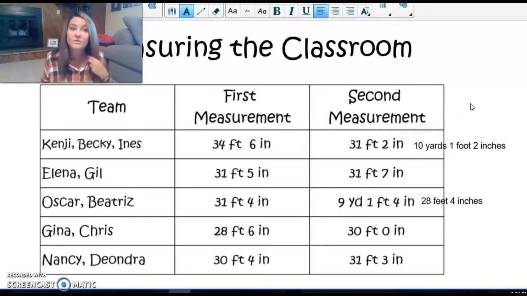Of course, you may see measurements in different ways, with feet and inches or yards, feet and inches, so knowing how to visualize and to know what those measurements look like and mean is important.